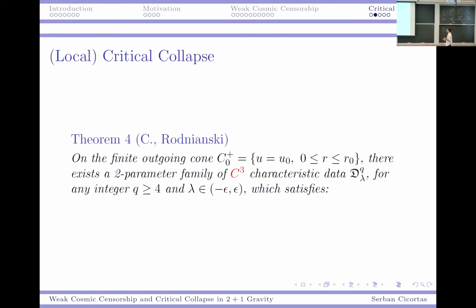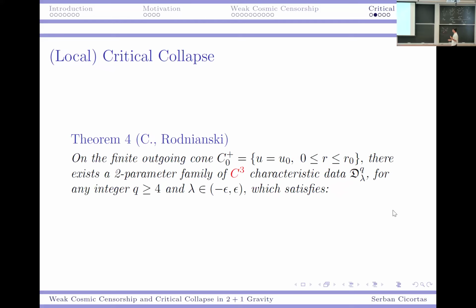Here's the result that we have, and I'll call this local critical collapse, and I'll explain what I mean by local. Again, this is the upcoming work with Igor Rodnianski. We consider a finite outgoing cone C0 plus. This is a cone of constant u, but you see my r will be bounded by r naught. So it doesn't go all the way to infinity because we didn't want to have to deal with the boundary in this case, and we are sticking with everything locally. So this is really going to be a local understanding of singularities.